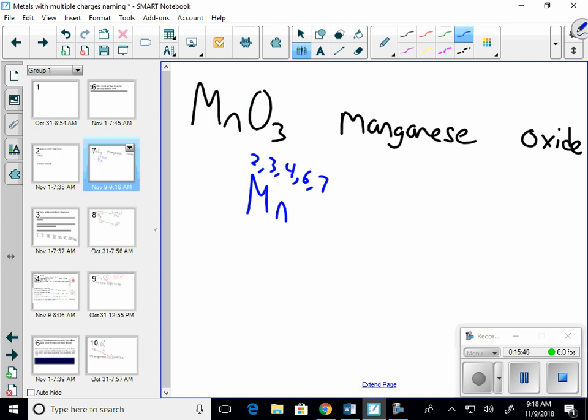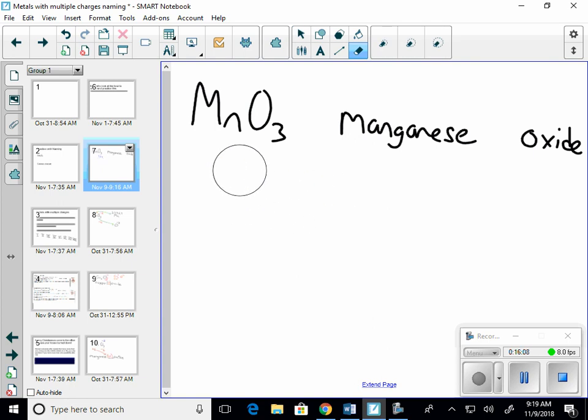If, however, there was only one charge for manganese, I'd be done. It'd just be called manganese oxide. Remember, this was the easy part that we had on the homework. Metal, non-metal, just name them and move on. Now it gets a little trickier. We need to figure out which charge it is for the manganese. And the way we do that is by knowing the non-metal, oxygen.